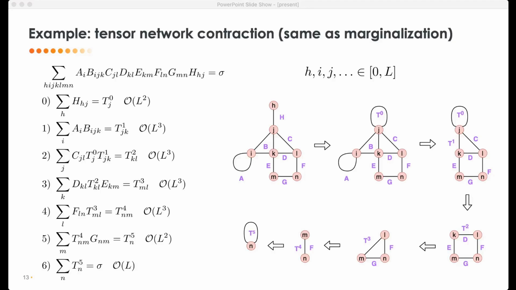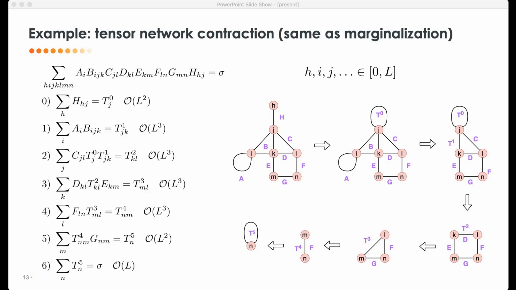Let's work through an example of tensor network contraction. We take the same expression as before, and our goal is to evaluate the sum over all indices in this expression. On the right, we drew graphs corresponding to each step in the contraction sequence. Here loops mean vectors like a_i, edges mean matrices like H_hj, and cliques are tensors like B_ijk.